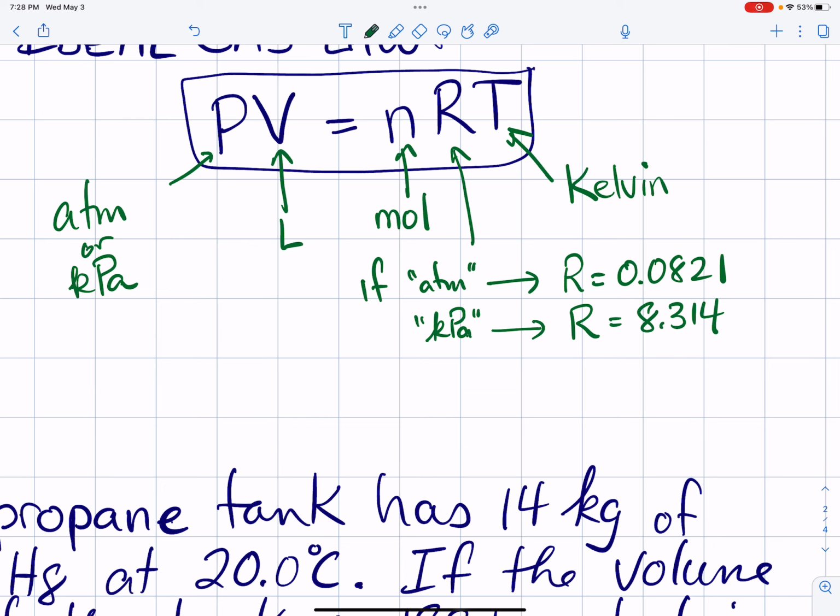If a question gave you millimeters mercury and you wanted to use the ideal gas law, you would choose one of these pressure units and you'd convert your millimeters mercury to either the atmospheres or the kPa. After converting your pressure units, you would choose the correct R value to use in the ideal gas law. So now let's take a look at a problem.